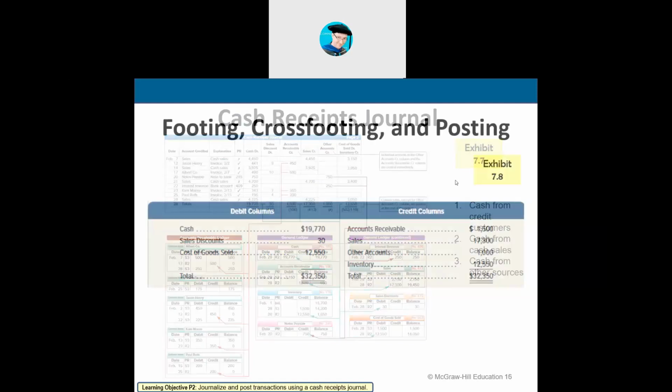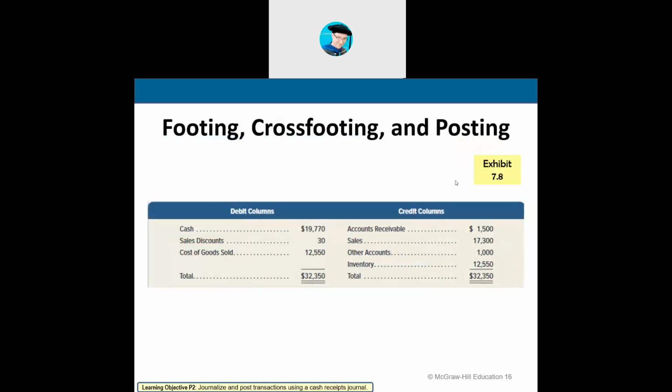Oh, yeah. So what we're looking at here is how our cash is validated. So we have cash, sales discounts, cost of goods sold, accounts receivable, sales, other accounts, inventory. All of these accounts are impacted by cash. And we see that as those changes are being made to both the debits and credits, the two always balance. So your debits always equal your credits.